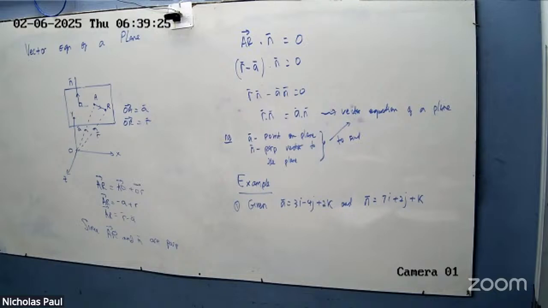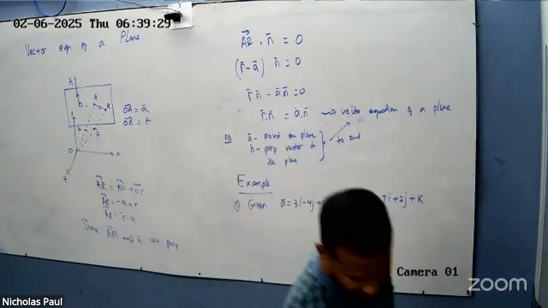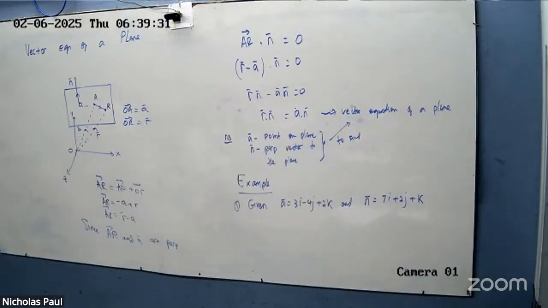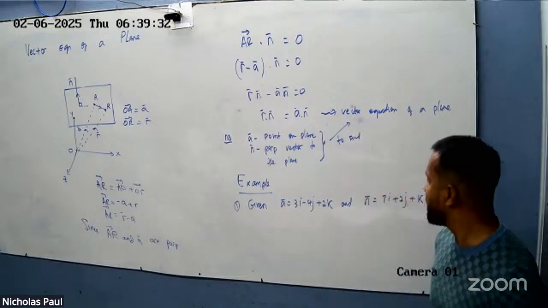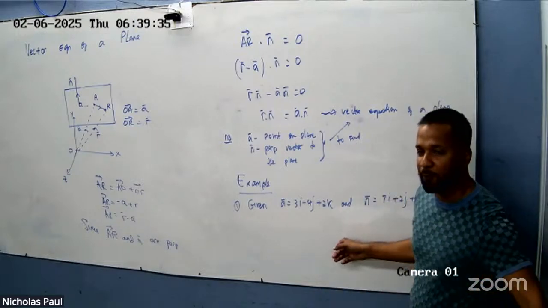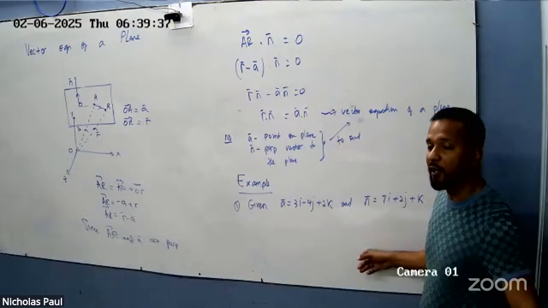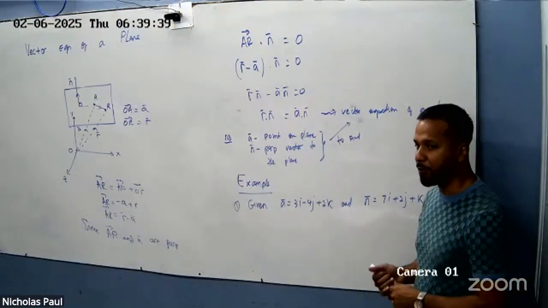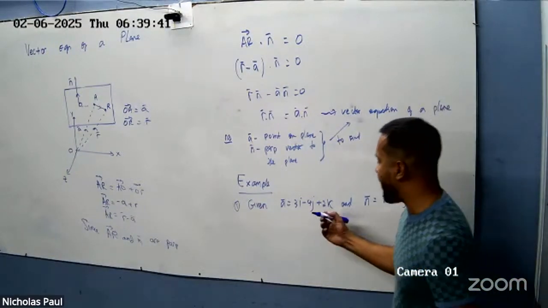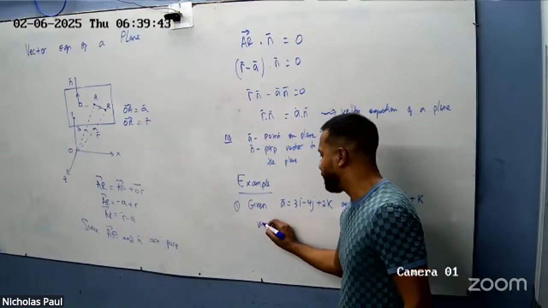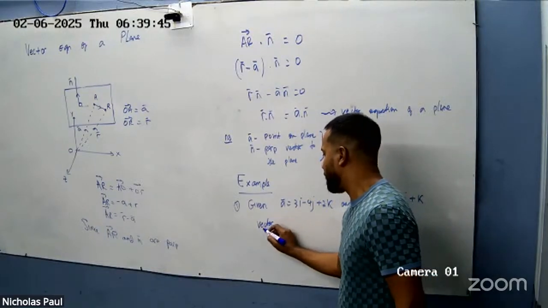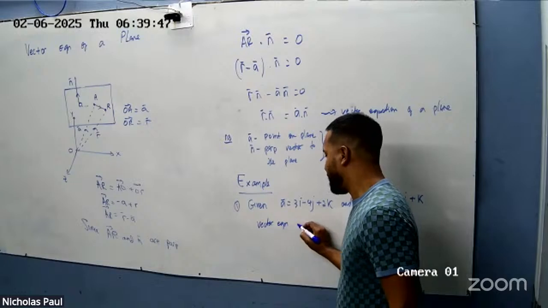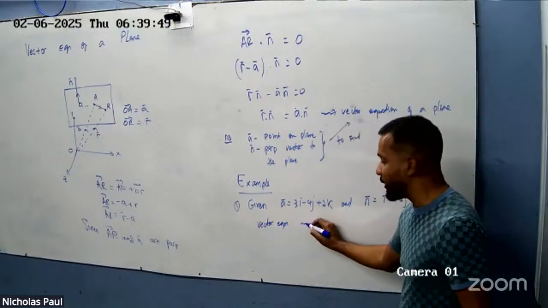I'm going to do this one here. So what is the example here? Darian, what do you see as an example? So you want to get the vector equation of the plane.